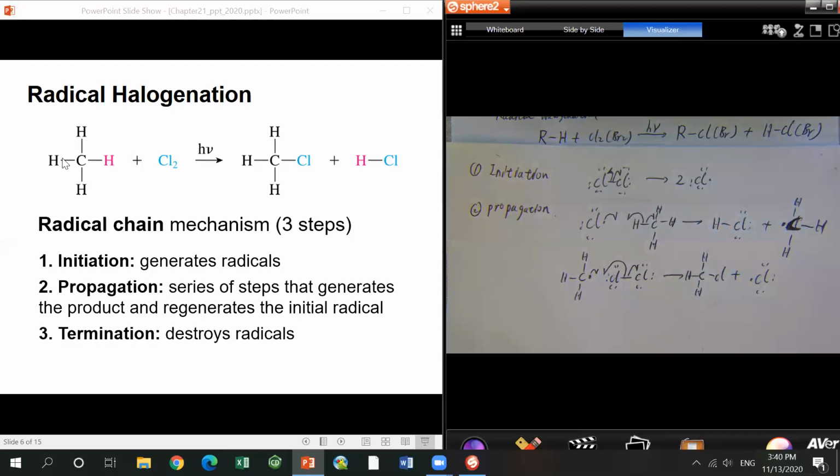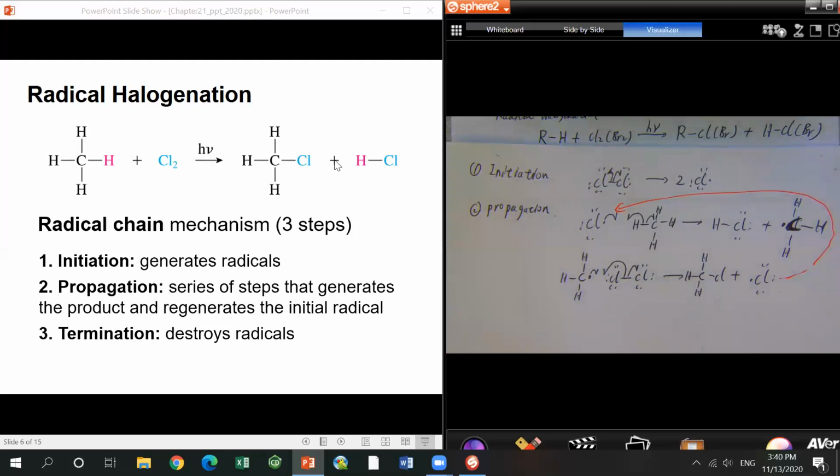So once you generate chlorine radicals, this one can be recycled. Go back here and react with a second methane molecule, and then you continue this cycle more and more. You can eventually consume all the methane molecules and also all the chlorine molecules, and then generate the final products, methyl chloride and also HCl.